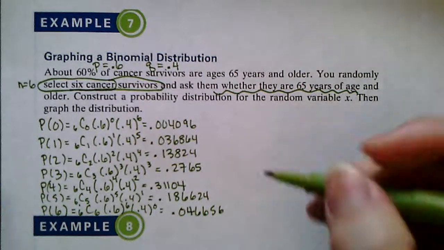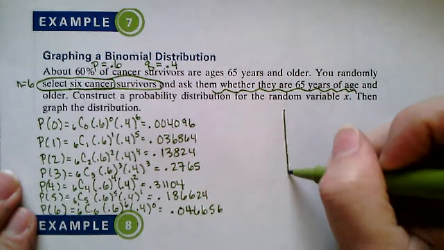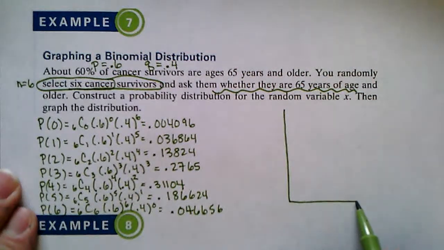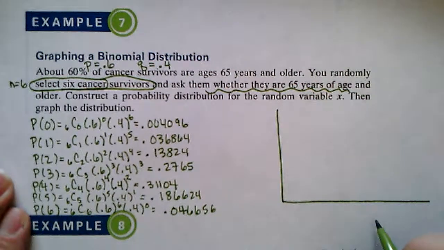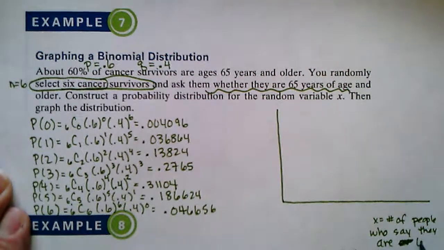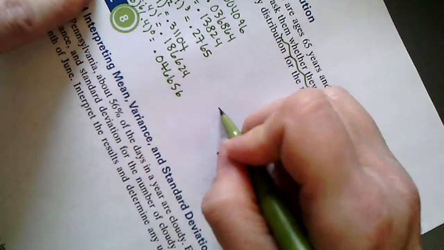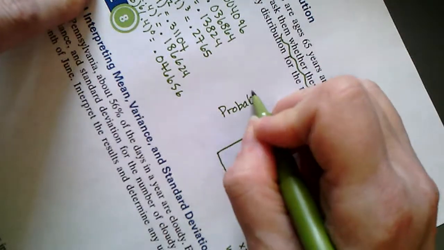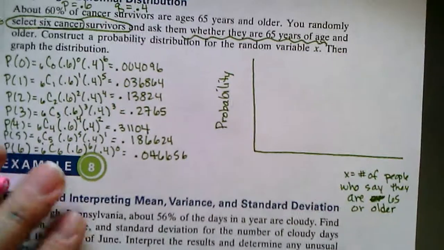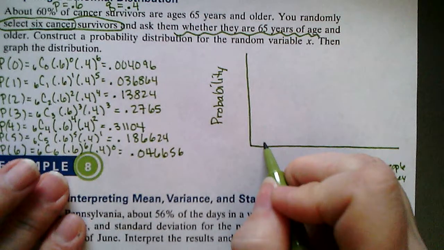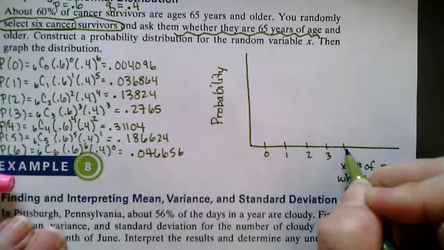There are all my figures. Then when I go to create my probability distribution, X is going to equal the number of people who say they are over 65. Well, excuse me, are 65 or older. Up here, I will have my probability. My values for X are from 0 to 6.